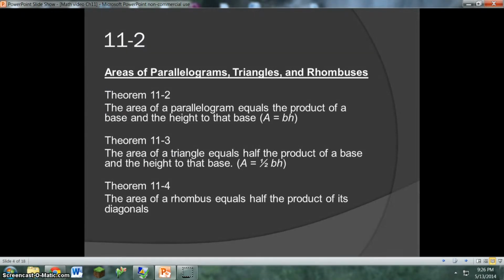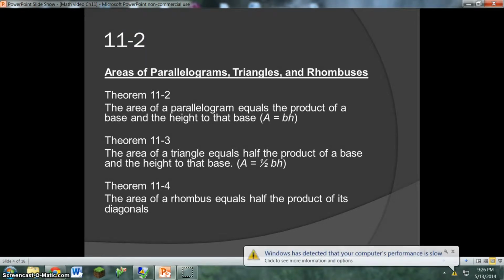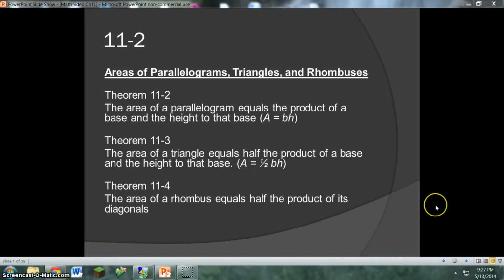11.2 Areas of parallelograms, triangles, and rhombuses. Theorem 11.2. The area of a parallelogram equals the product of a base and the height to the base. Theorem 11.3. The area of a triangle equals half the product of a base and the height to that base. Theorem 11.4. The area of a rhombus equals half the product of its diagonals.